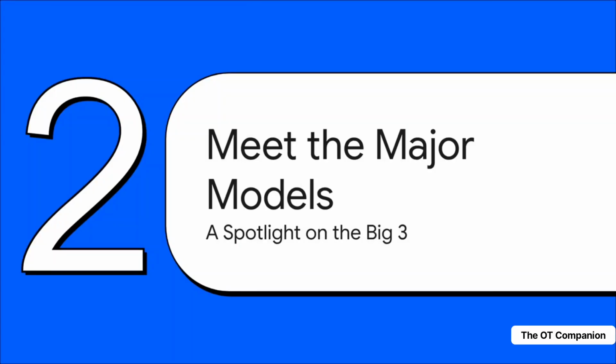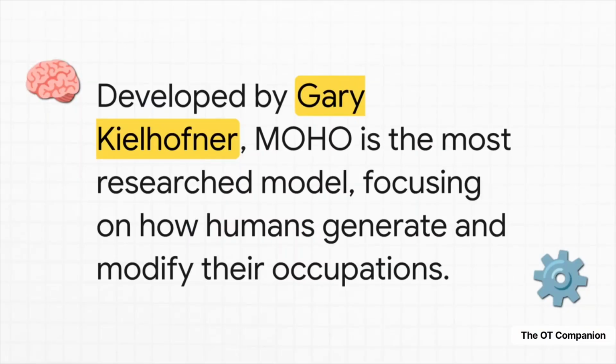Okay, now that we know why we need a map, let's check out some of the most trusted and widely used atlases in the entire OT world. We're going to shine a spotlight on the big three models that you'll find in just about every OT program out there. First up is MOHO, which stands for the Model of Human Occupation. This one's a big deal. Developed by Gary Kielhofner, it's got the longest history and has been super influential. The core idea behind MOHO is all about understanding how we as humans choose, organize, and perform our occupations. It's really a deep dive into our inner world and how that world drives everything we do.